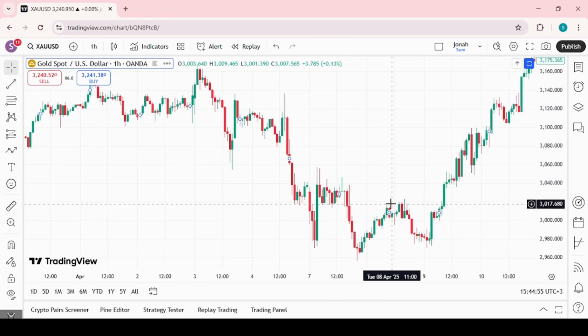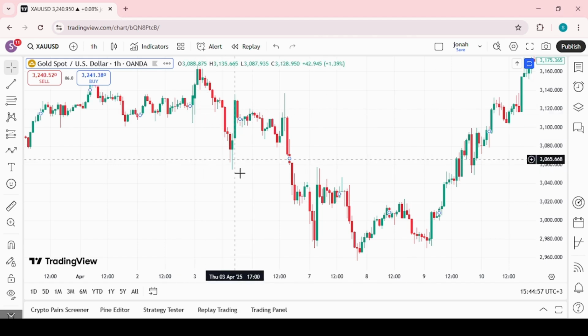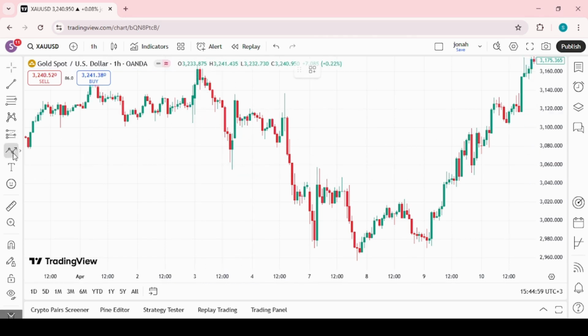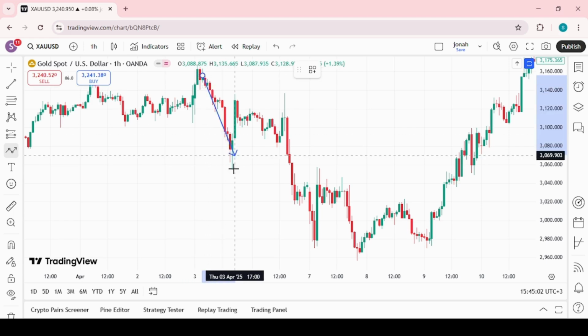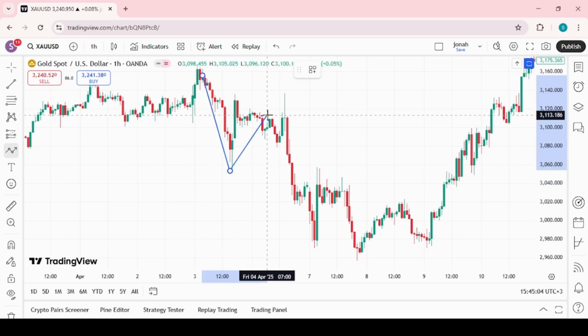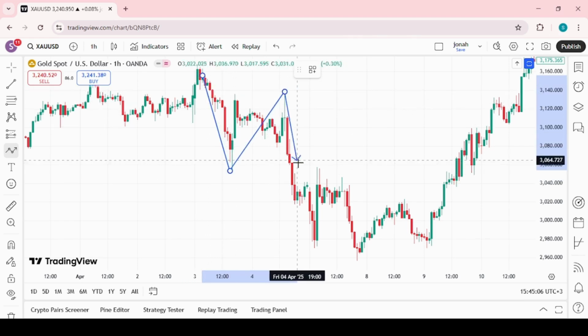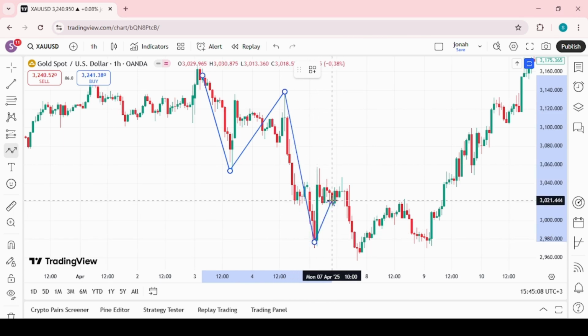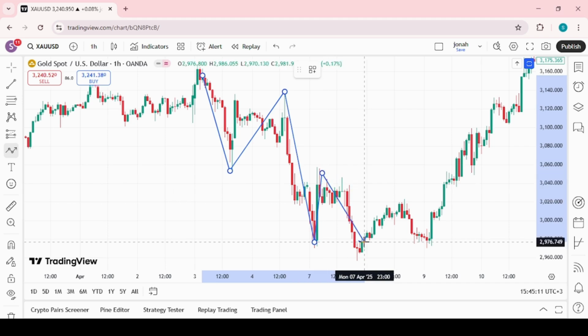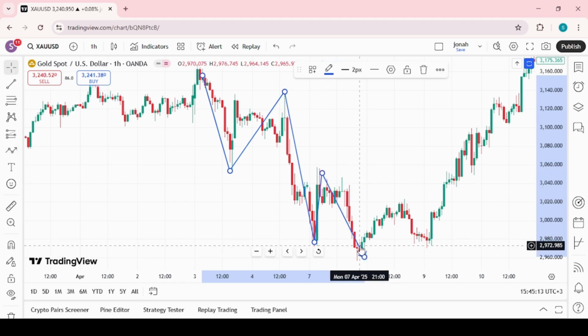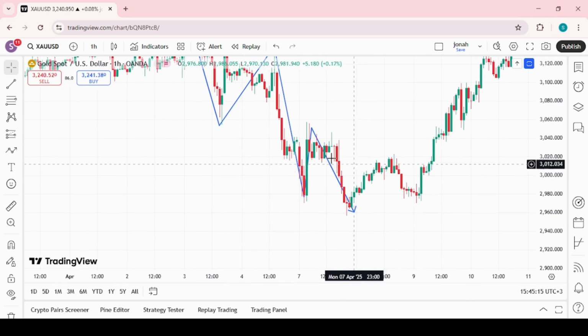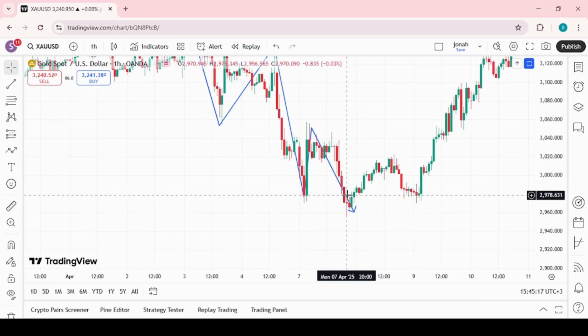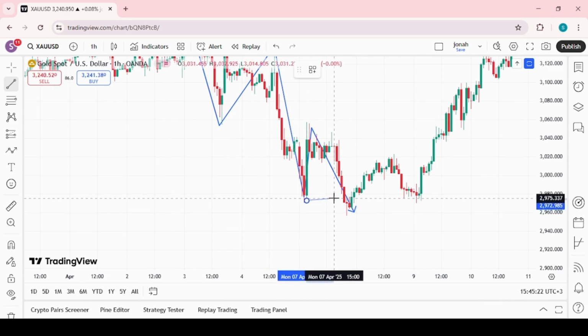If you consider this case when price was trending lower, so price was making lower lows, lower highs, lower lows, lower highs, lower lows, and so why would I consider this to be a fake break of structure? This one here is a fake break of structure. Why?